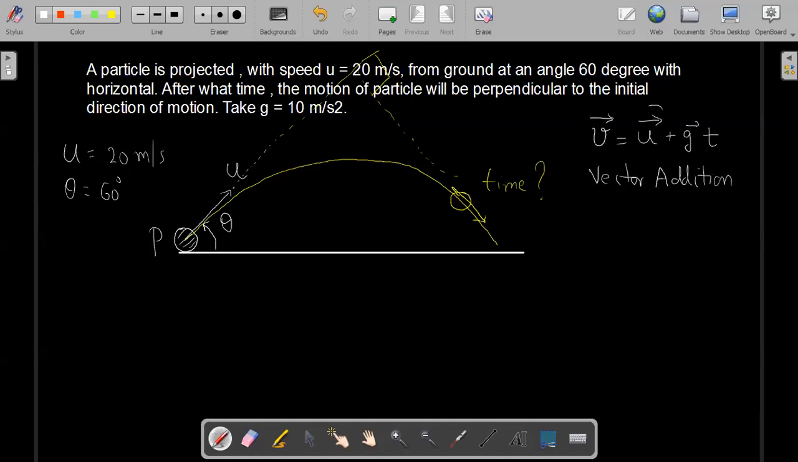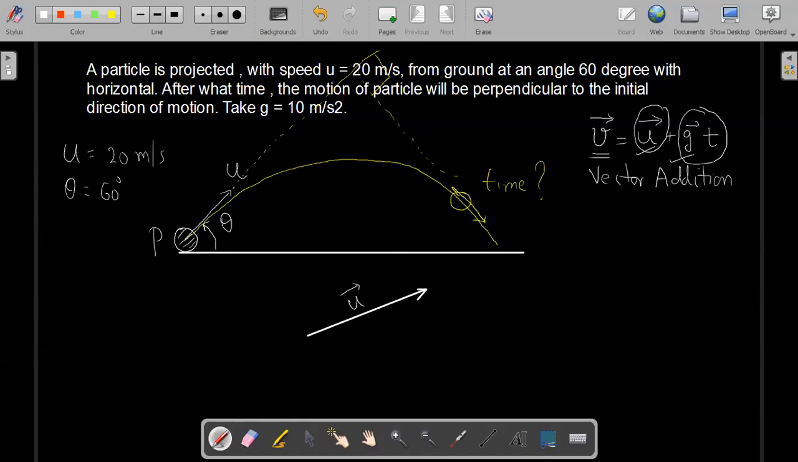So u will be your first vector, and g into t is the second vector. The resultant of vector u and vector gt has to be the v vector. So now follow this question. First of all, I will draw the u vector in this direction. So this is my u vector.